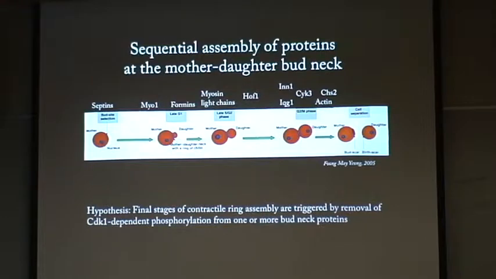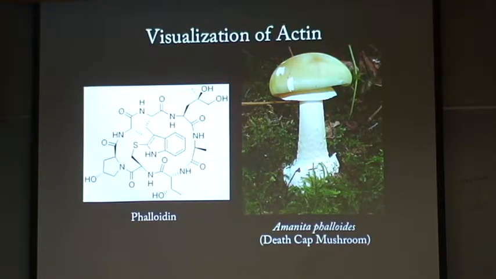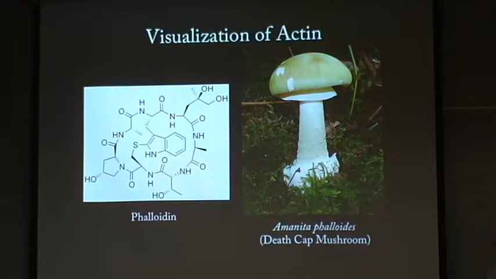And there turns out to be a great tool for making actin fluorescent. And it's the toxin from the death cap mushroom, the most poisonous mushroom in the world, I think. That's what my friend Booth told me, he's a mushroom hunter. And so this is from this death cap mushroom.